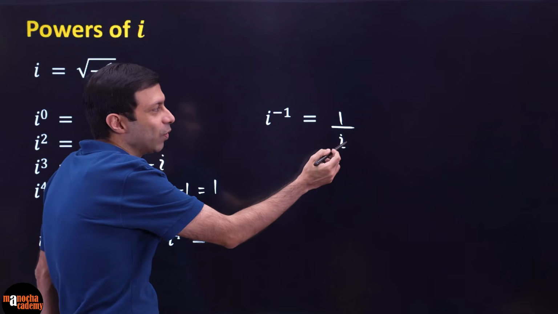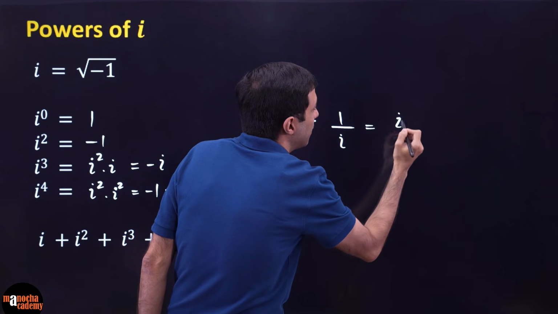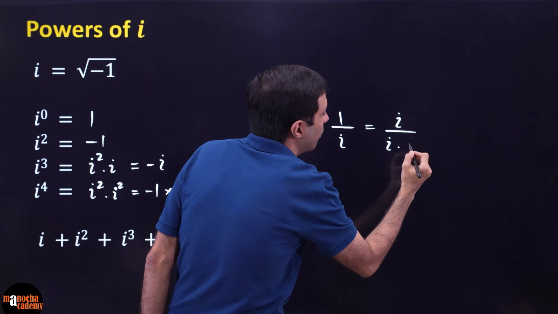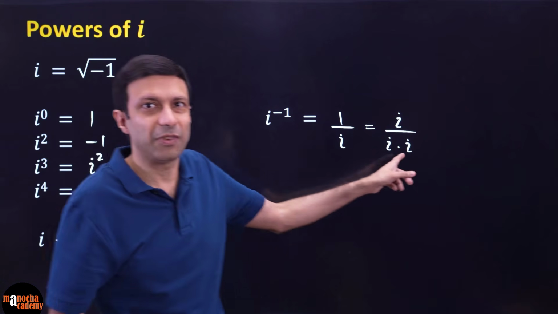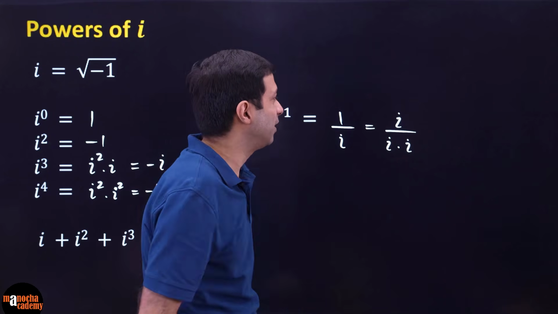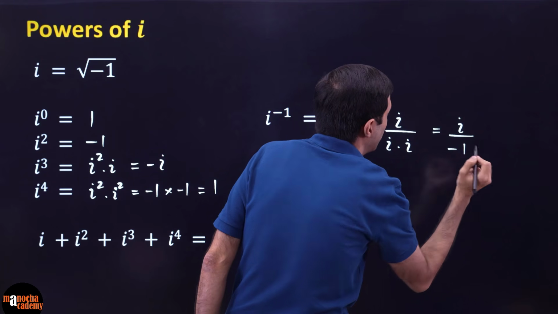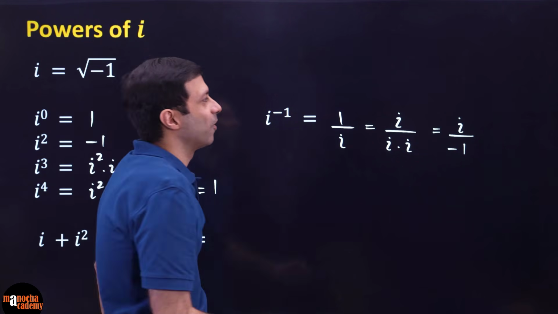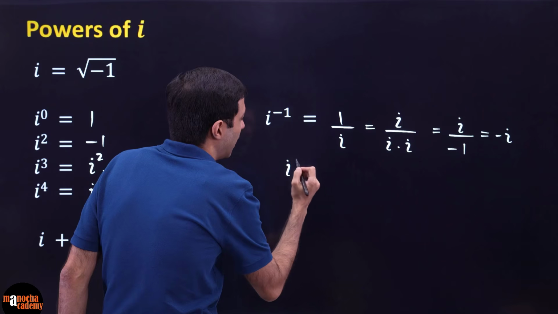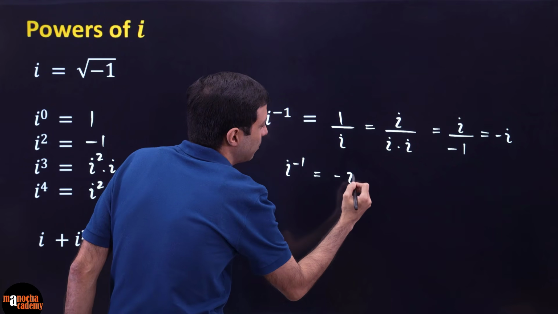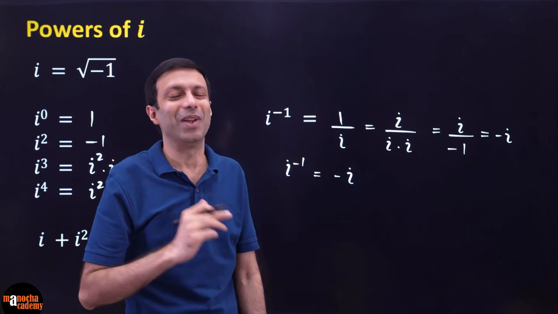So what will you do? You will multiply the numerator and denominator with I. So I have not changed the fraction. And guys, what is I square? We just looked at it. I times I is minus 1. So we get I divided by minus 1. So what is the final answer? Minus I. This is really interesting because we got I to the power minus 1 is simply minus I, just by doing this trick of multiplying the numerator and denominator with I.